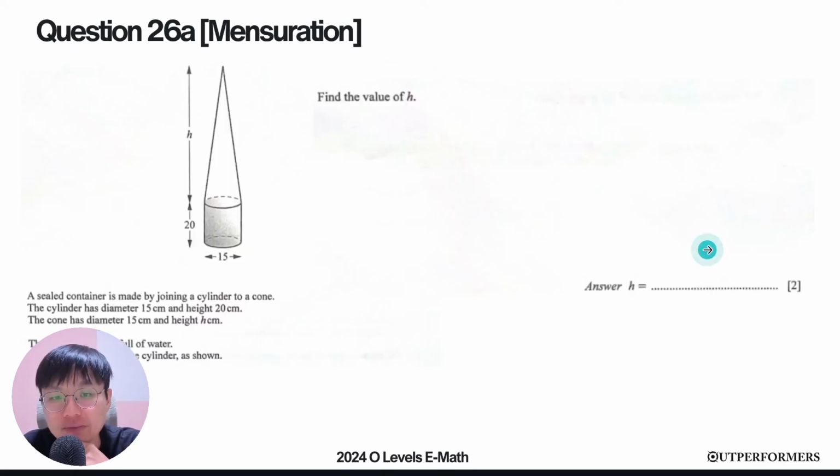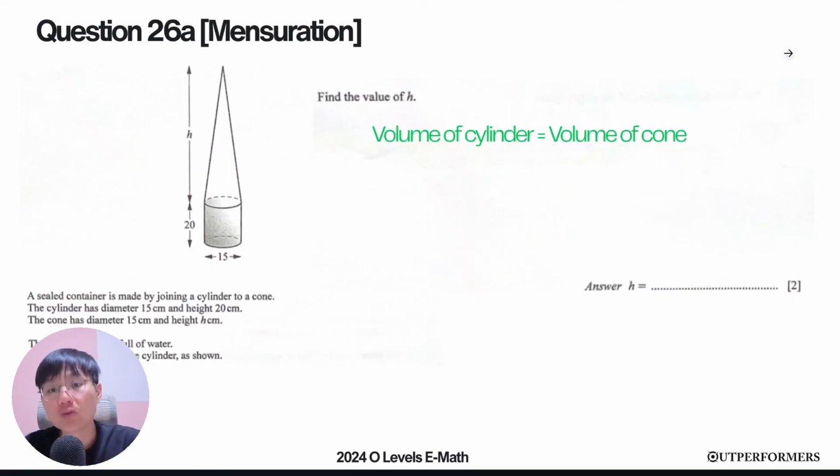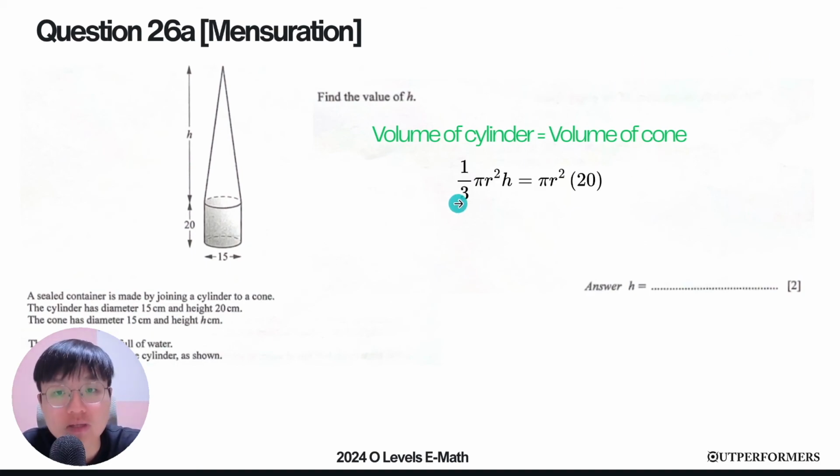All right, and the first part of the question wants us to find H. So since we know that this container is half filled with water, I can easily say that the volume of cylinder is equals to the volume of the cone. So that's where we can fall back on our formula sheet, because we do have the formula volume of cone on the formula sheet, 1/3 pi r square h. However, we do not have the volume of cylinder, but one hack you can think of is it is the volume of the cone without the 1/3. That's the volume of cylinder.